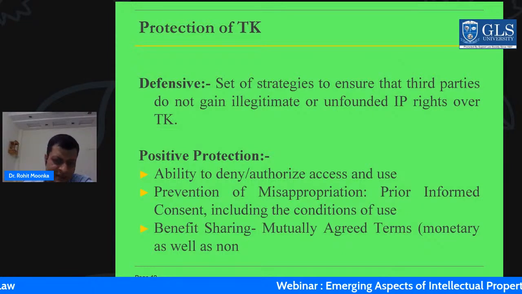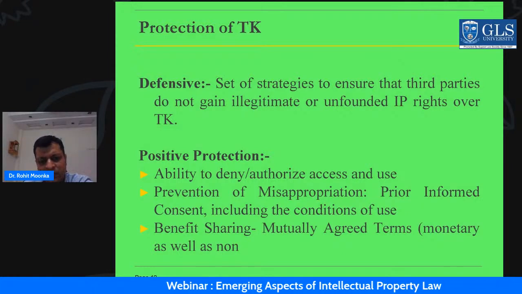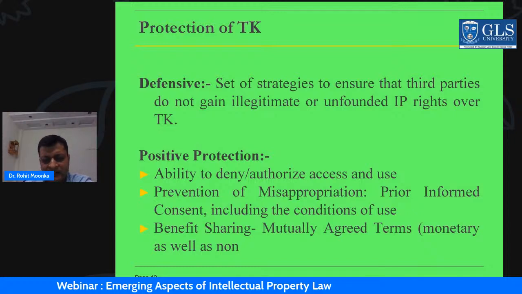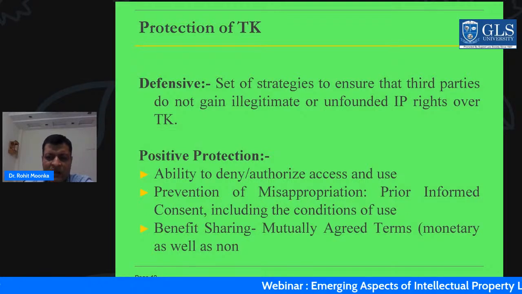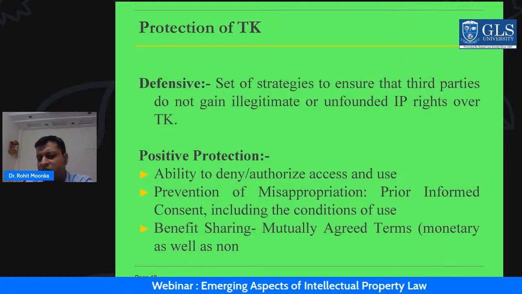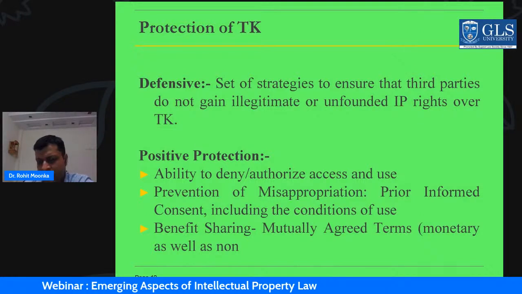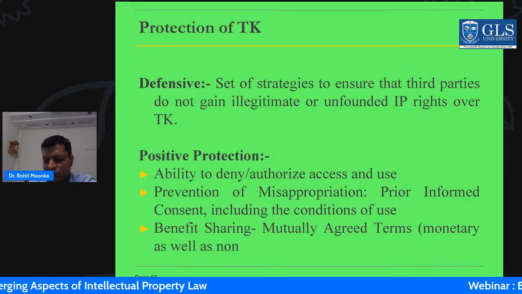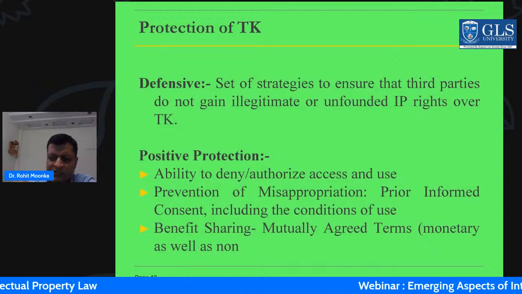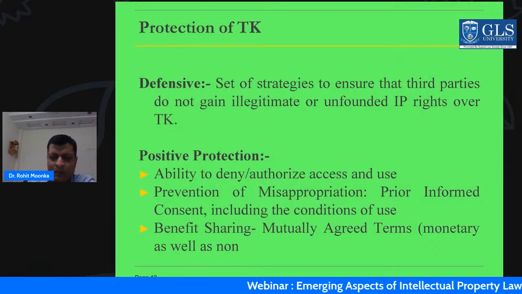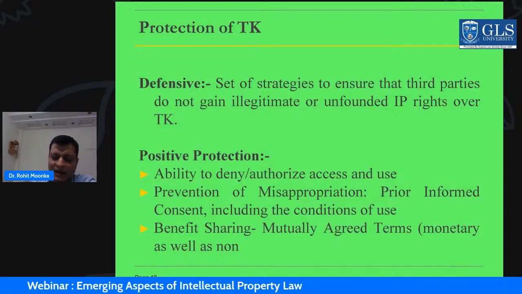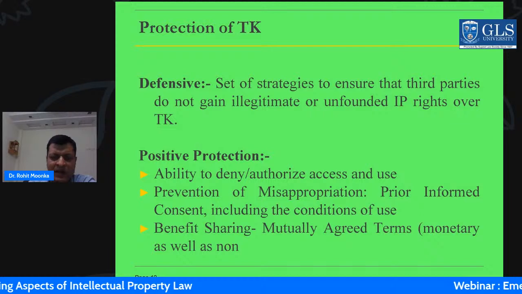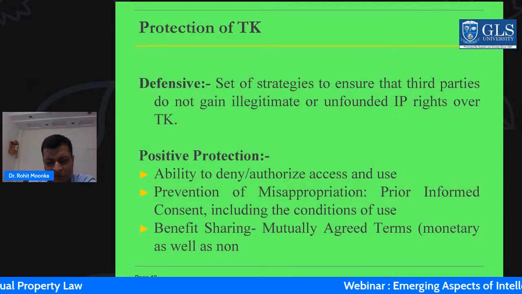The first is defensive. Now, what do you mean by defensive protection of traditional knowledge? It is a set of strategies which ensure that third parties do not gain illegitimate or unfounded intellectual property rights over the traditional knowledge. So, the strategy is to see that any unscrupulous third person, a biopirate, does not get any kind of unfounded IP right over the traditional knowledge, mostly by way of patent.